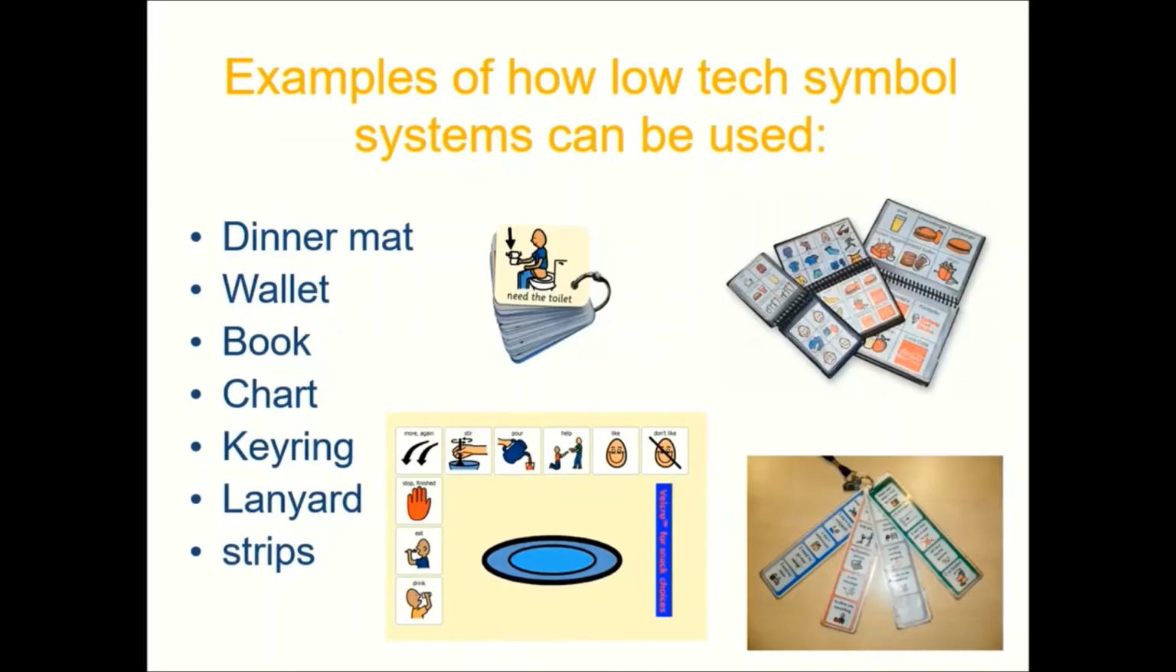So just some examples of how low-tech symbol systems can be used, all different ways. We've got a dinner mat there on the bottom, which is a really nice way to enable our clients to communicate during a mealtime. Quite often communication books are put away during lunchtime, and actually we still want them to be able to access their symbol cells. So a dinner mat's a lovely idea.